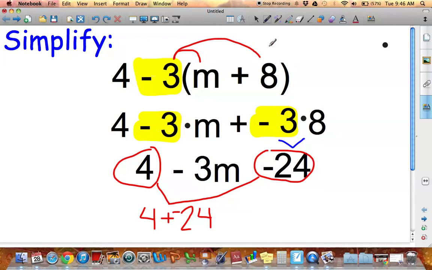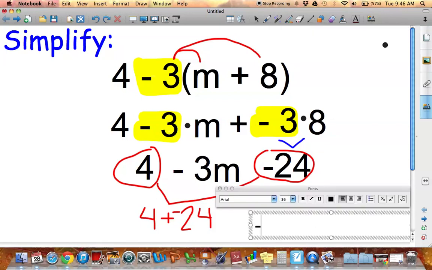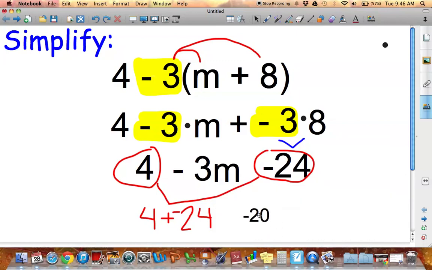Once I do that, it's a little bit easier for me to see that this is a war. The negatives are going to win this war. Turns out there will be 20 of those negatives left. So that's the first part of my answer, negative 20. And that negative 3m didn't combine with anyone else, so that's going to be the second part of my answer, negative 3m.